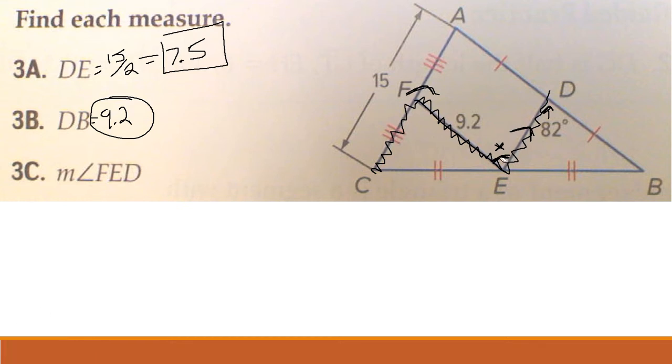So here, that means that this corner angle FED is going to be congruent to this corner angle CFE, but I don't know how big CFE is. That doesn't give me much. But what if I do it on the other side?